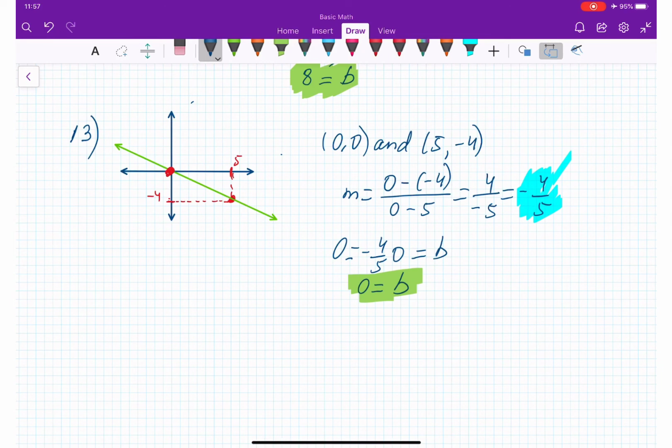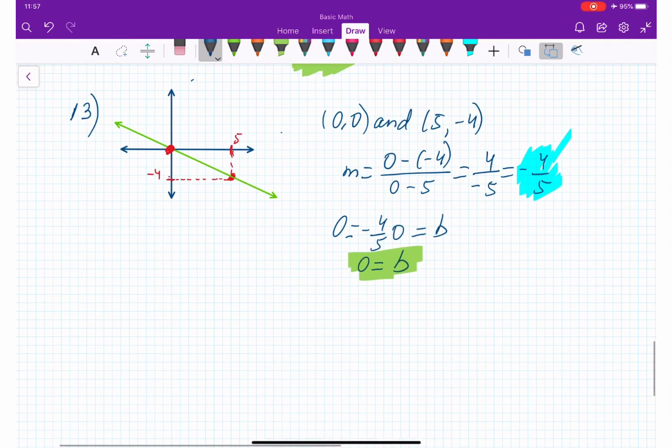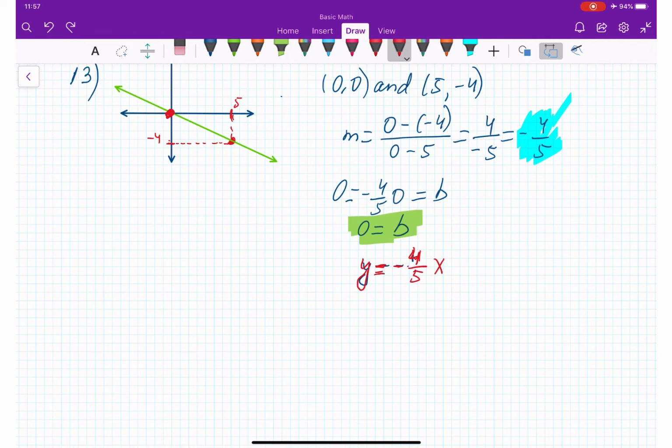So from here, the equation for the graph is going to be y is equal negative 4 over 5 x. That's it. You can put plus 0, but it doesn't do anything. Okay? All right. Question number 14.